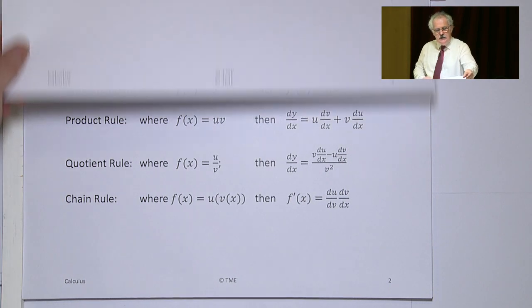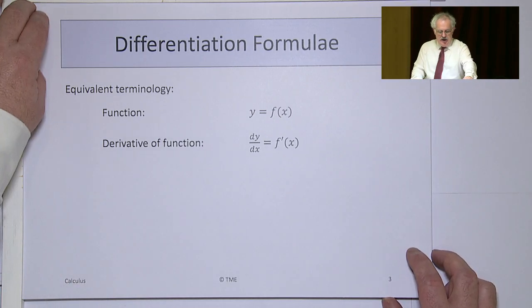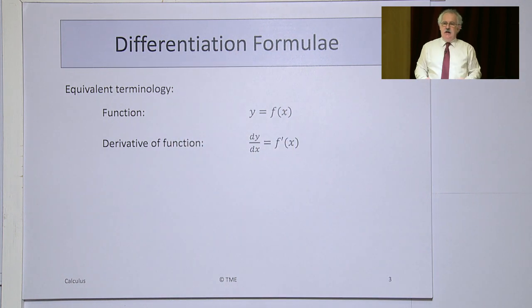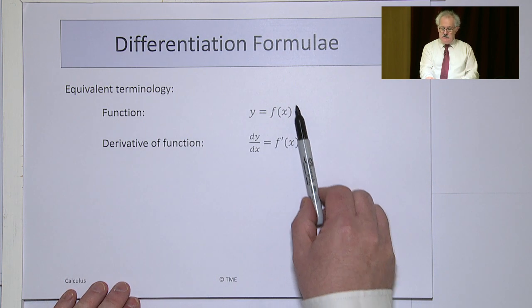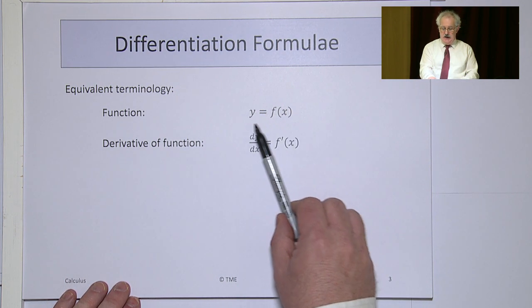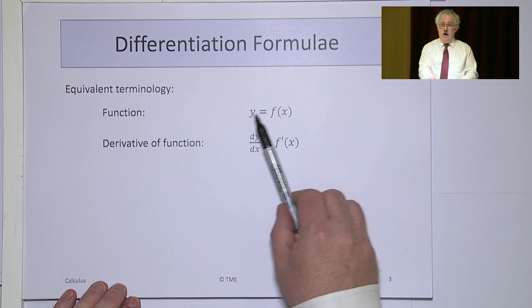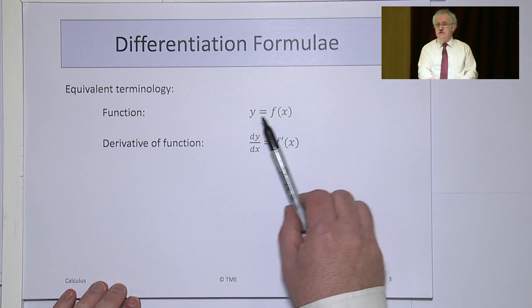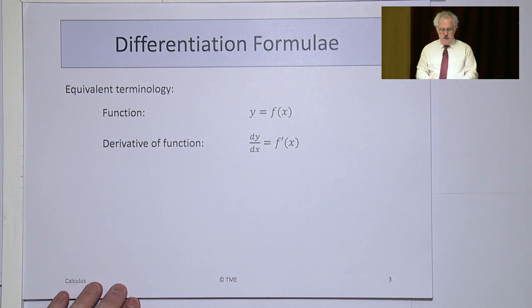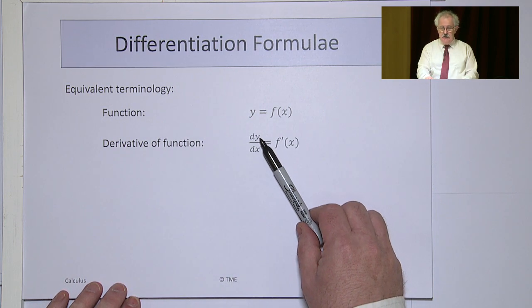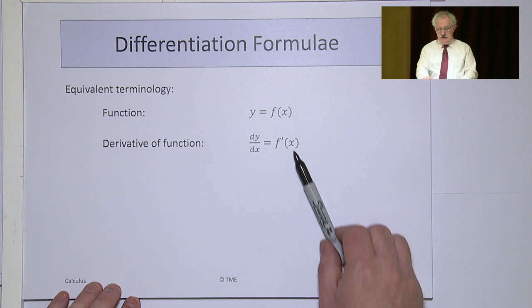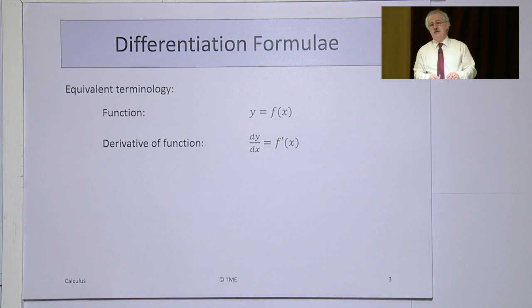So let's also add that with differentiation it can be called one of 2 things. If a function is called y, it can also be called the function of x, f of x. So sometimes you say y equals, or sometimes we say f of x equals. And the derivative of the function, the rate of change with respect to x, is sometimes called dy dx and sometimes called f dash x.